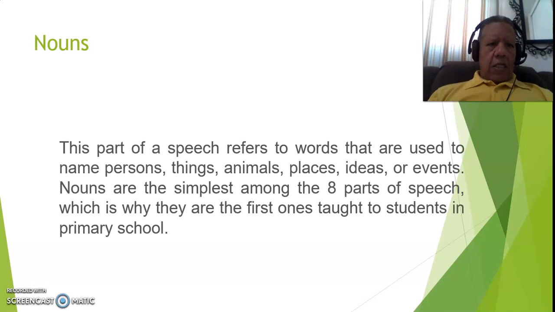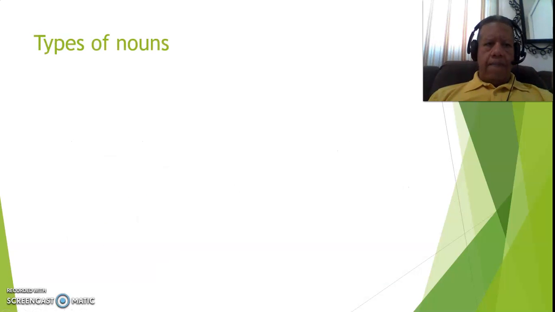Nouns. This part of speech refers to words that are used to name persons, things, animals, places, ideas, or events. Nouns are the simplest among the 8 parts of speech, which is why they are the first one taught to students in primary school. Los sustantivos son las partes más pequeñas. Son palabras que sirven para mencionar animales, cosas y lugares en la oración. Como son las partes del discurso más sencillas, son los que se enseñan desde el principio en la escuela primaria.